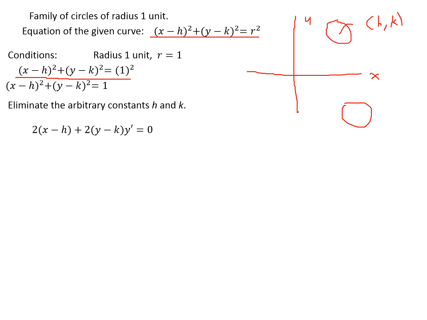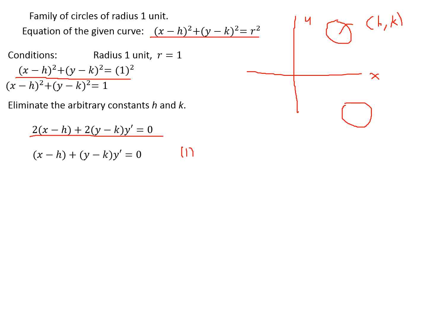So the first derivative is twice of x minus h, plus twice of y minus k times y prime. Divide this by 2, and you have x minus h plus y minus k times y prime is 0. Now let me call this equation 1.